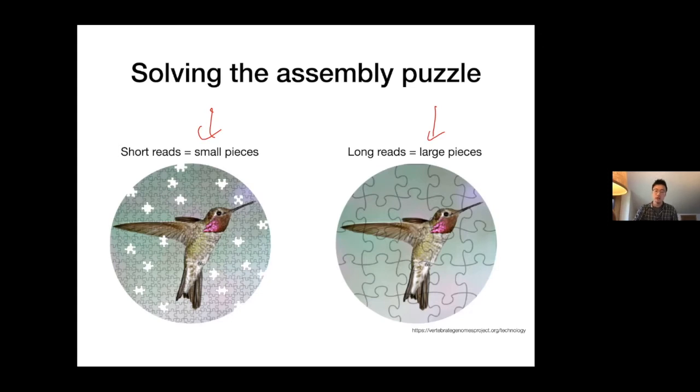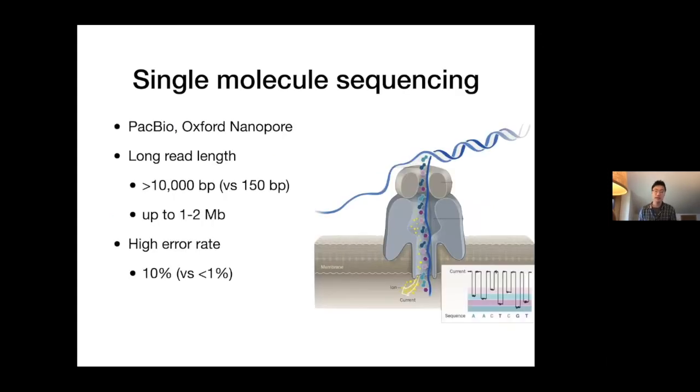Okay, so long-read sequencing, single-molecule sequencing, similar things. Two companies that offer this are PacBio and Oxford Nanopore. They're based on different technologies, but they all tend to give you really long reads of more than 10 KB and sometimes in the megabase range. The flip side is they have high error rates, so usually 10% of the bases are called wrong.